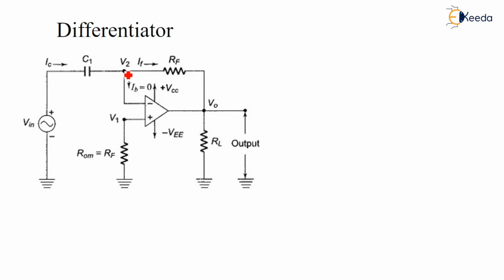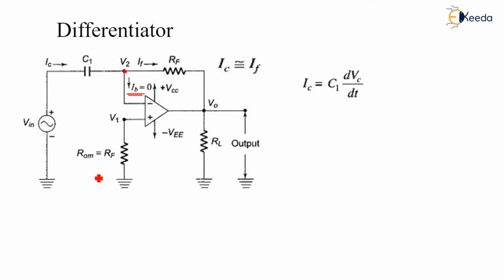If I apply KCL over here, as per the KCL, incoming current is equal to outgoing current. So IC is equal to IF plus IB. But we know IB is equal to 0, because the input impedance of this ideal op-amp is infinite. So that's why IC is equal to IF.